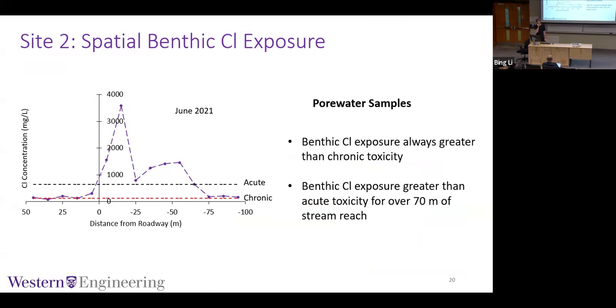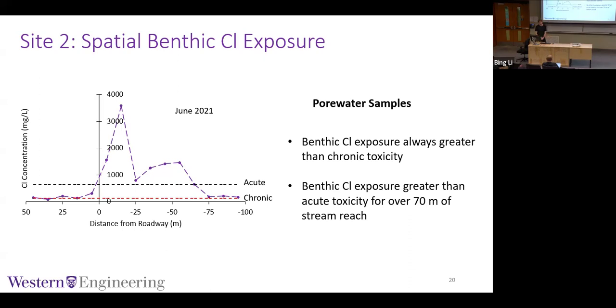So this kind of just supports the first stream just on a bigger scale, where the chloride concentrations, once again, negative being upstream, positive being downstream of the road. The chloride concentrations are above chronic toxicity guidelines and sometimes even above acute toxicity guidelines in this area. So even at the bigger stream, you're still seeing this similar exposure in the stream bed.